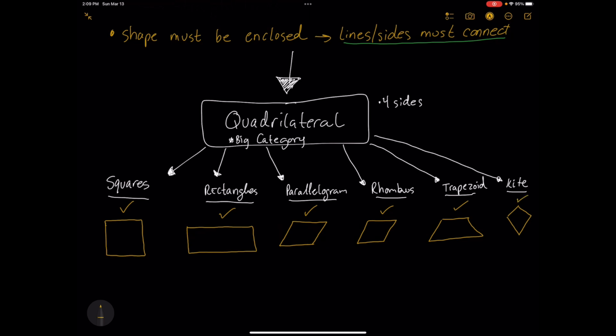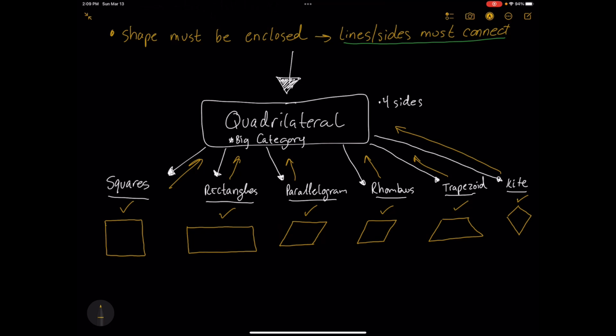They are all quadrilaterals because they all have 4 sides. If you count each one, they all have 4 sides. Each shape is enclosed. There are no open shapes, all right? But they each have their own unique shape, and you can see that by just looking at them. They each have their own unique shape, okay? So that's the basic idea of quadrilaterals and shapes.